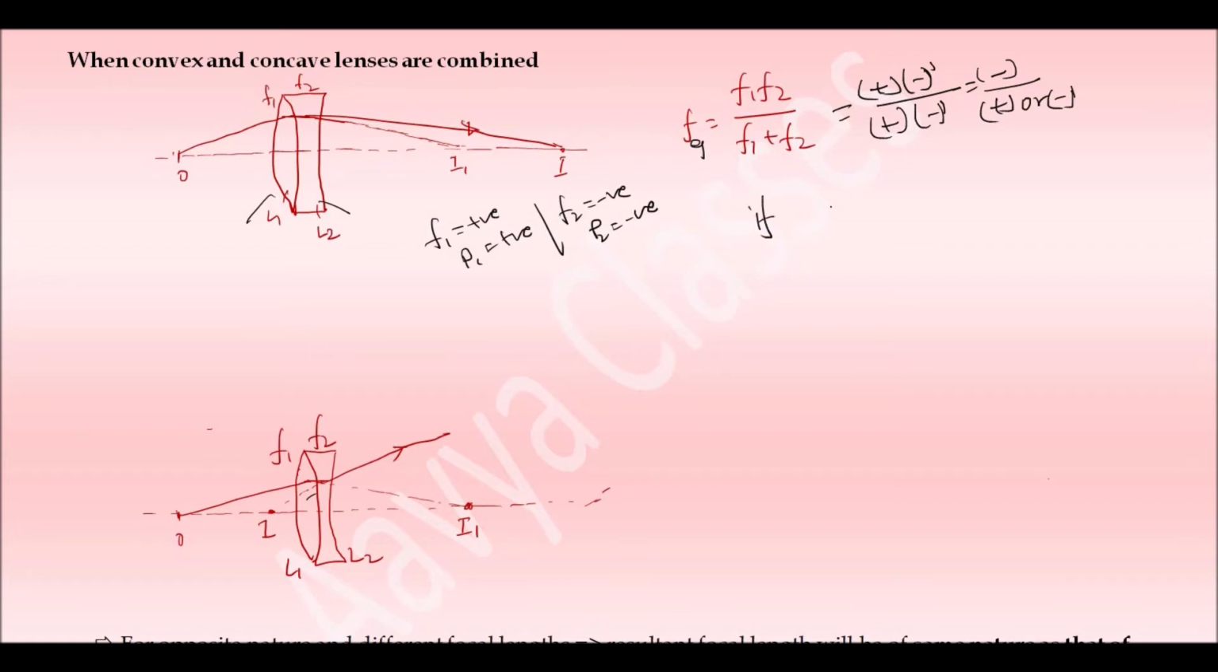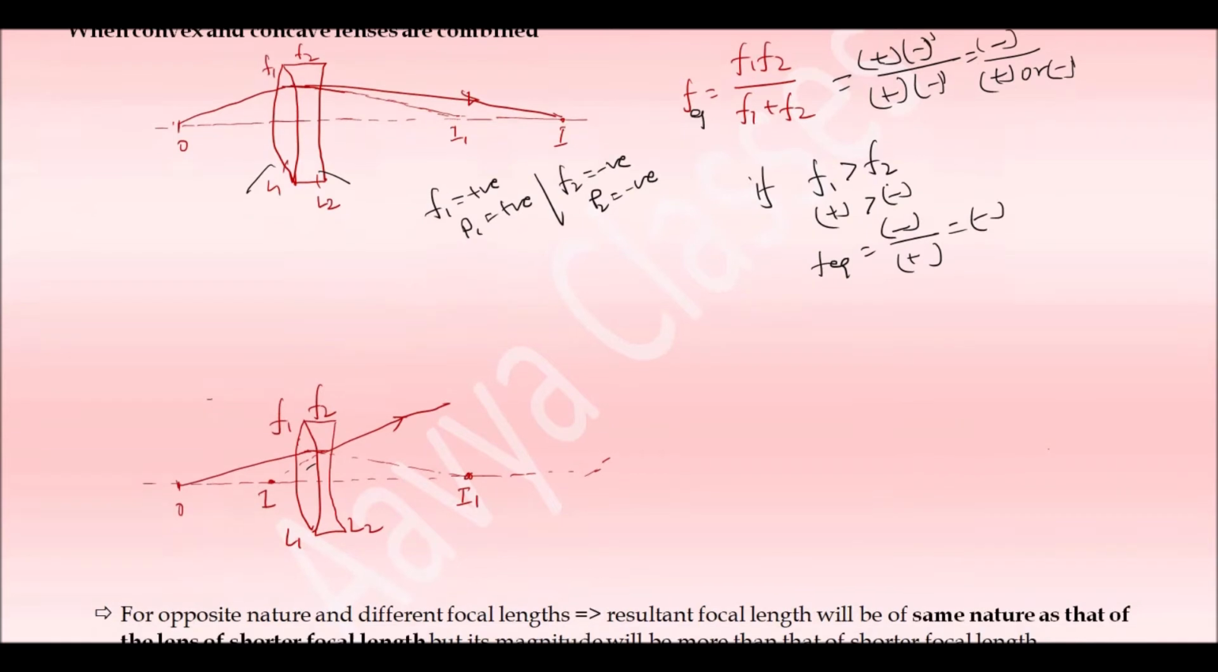Now if F1 is greater than F2, that is in the denominator the positive is greater than the negative. So F equivalent is equal to minus divided by plus, that is equal to minus. So the net will act as a divergent lens, and this is the example which is given here. If you see this figure, then the light ray diverges from the object. The convex lens having focal length F1 converges it.